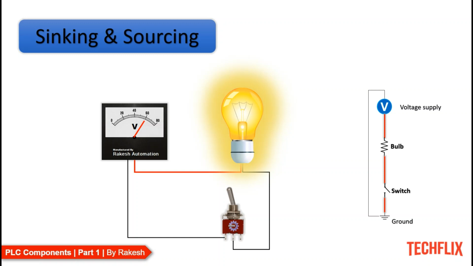So in this circuit we have two elements connected to the power supply, that is the bulb and the switch. Now, which element is sourcing and which element is sinking? Can you answer? You are correct, the bulb is sourcing, and the switch is sinking. Because the bulb is connected to source, and the switch is connected to ground.